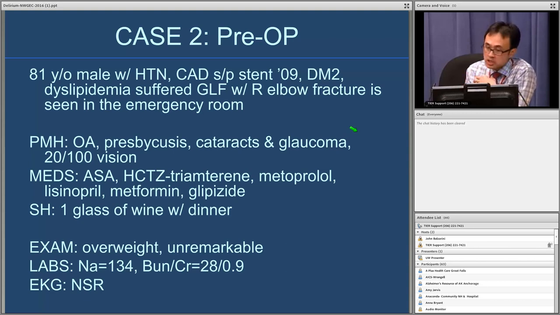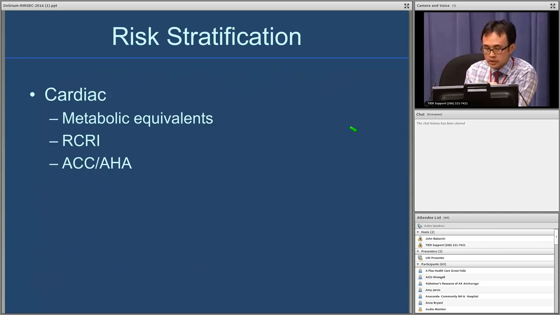His exam is pretty much unremarkable, except for the right elbow fracture and the fact that he's overweight. His laboratory values are listed there where his sodium is 134 and his BUN and creatinine, which is a marker of dehydration, is also listed there as well. His EKG is unremarkable, showing a normal sinus rhythm.